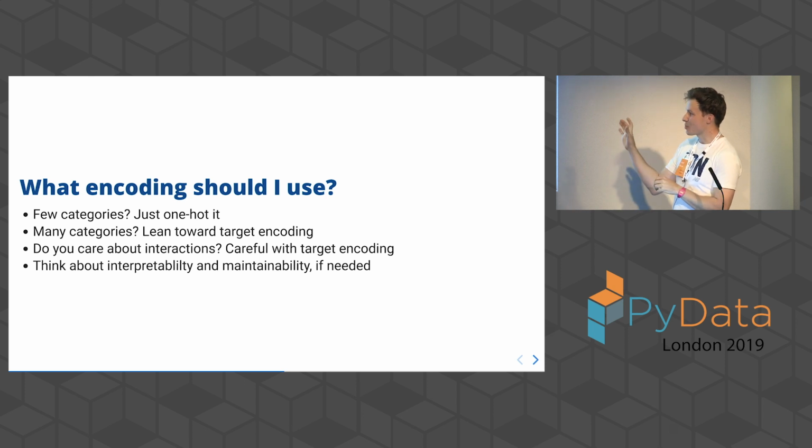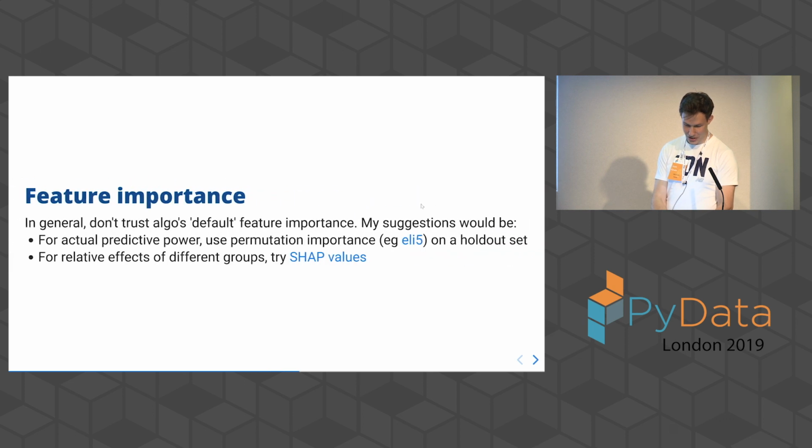And also think about interpretability and maintainability. A nice thing about one hot encoding is it's very interpretable. You have a different column for each one. If you do something like count encoding, it's going to be a lot harder to explain to other people how it's working or show the precise effect of something being in this category. So I think those are the big things I would think about when making these decisions.